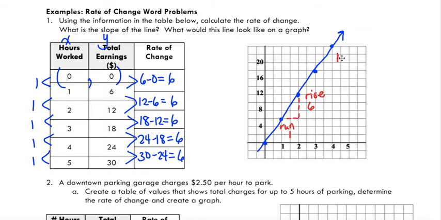So my slope of this line is rise over run, which is 6 over 1, which reduces down to just 6. So my slope from my line is exactly the same as the slope, or the rate of change, that I figured out from my table of values. And so I know that this is going to be a straight line, and these two are exactly the same.